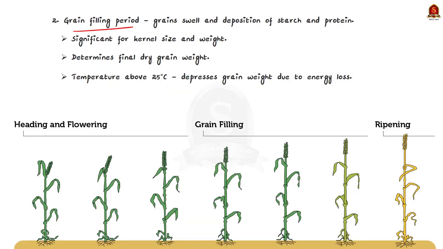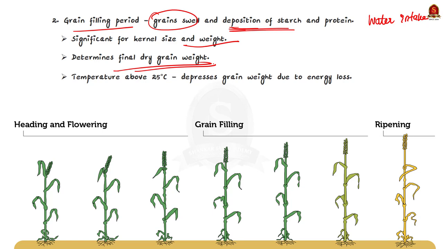And during this period, grains swell due to the water uptake by the plant, and then the starch and protein deposition happens. See, these determine the kernel size and weight, and thereby determine the final dry grain weight of the yield. So the grain filling period is critical for producing high yields.